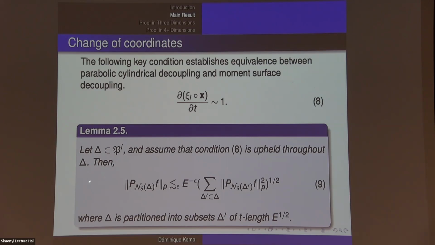not a cap rather, but a subset, need not be a cap. A subset of our hypersurface that is being partitioned into smaller subsets delta prime, where the length of those subsets is delta to the 1/2, corresponding to the partition of our P between 2 and 6 again.